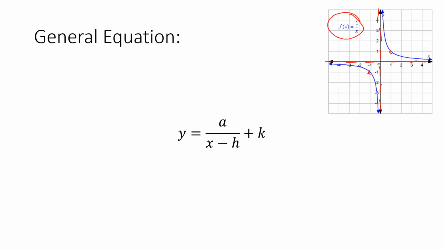So you may recall from some of our previous lessons that the constant with x is what's going to shift your graph left and right. For example, if you had x plus 3 in the denominator, that's going to shift your entire graph to the left 3. Whereas if you had x minus 3, that's going to shift your entire graph to the right 3.